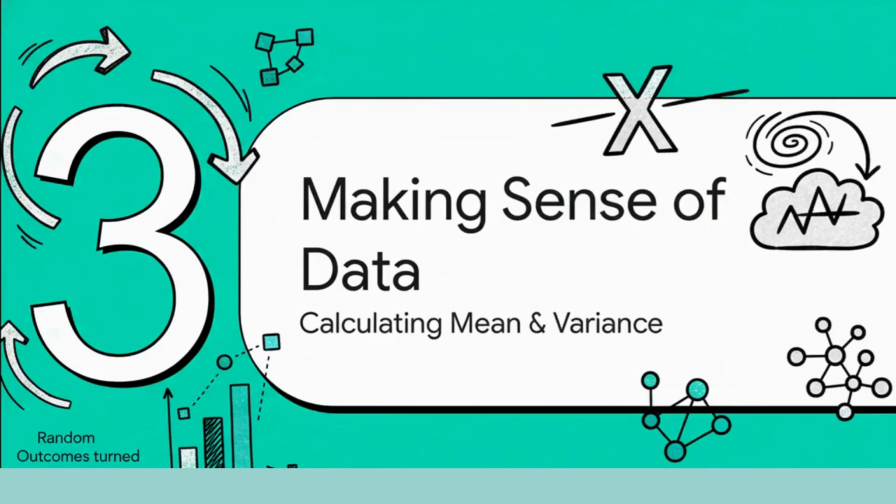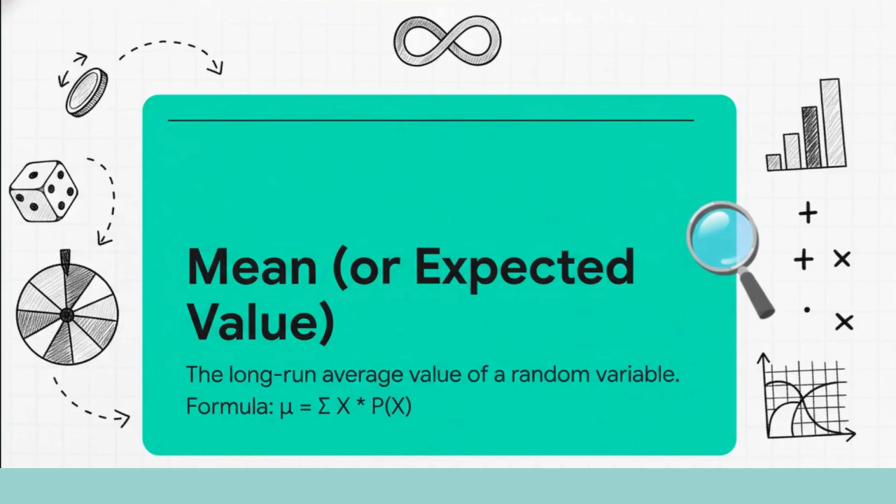Okay, so we've successfully translated our random outcomes into numbers and their probabilities. Now for the really cool part. What can we actually do with them? Well, we can start calculating some incredibly useful things. The first, and probably the most common, is the mean, which is also called the expected value. Now, that formula might look a little intimidating, but all it's saying is this. Take each possible value, multiply it by its probability, and then just add all those little pieces together.